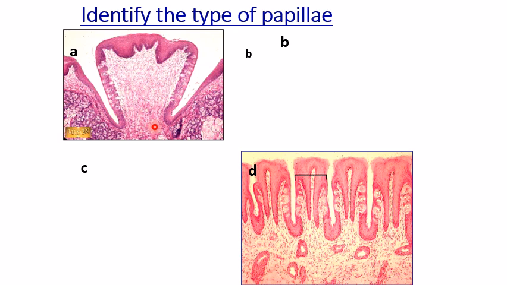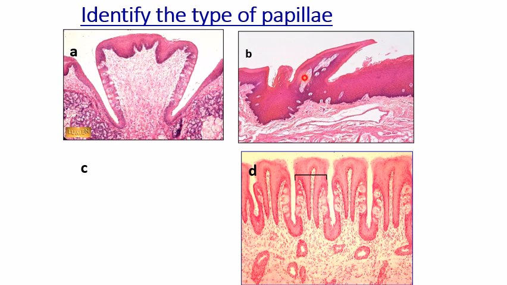Identify the type of papillae. Here is number A, circumvallate papillae. Why? 1, it is not raised on the surface. 2, it is surrounded by a valley. 3, it contains many taste buds. B is filiform papillae, no taste buds, appears triangular or conical, covered with keratinized stratified squamous epithelium.